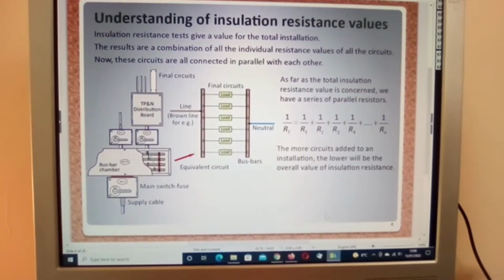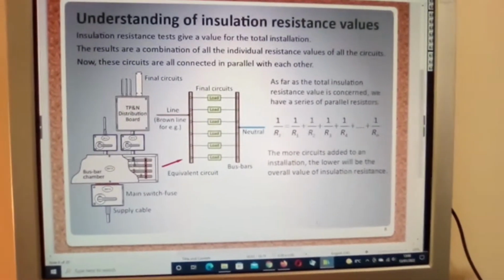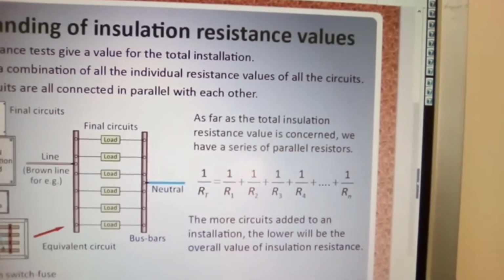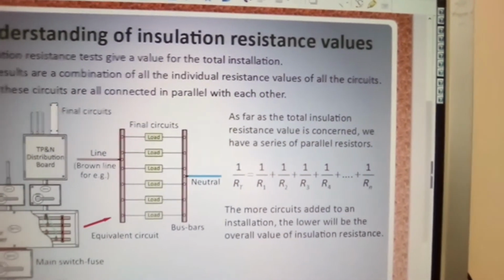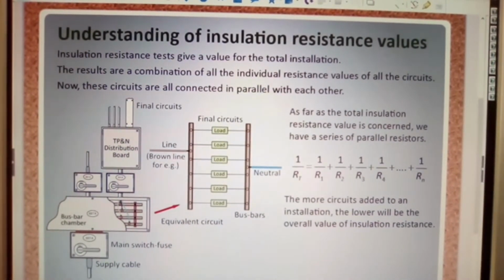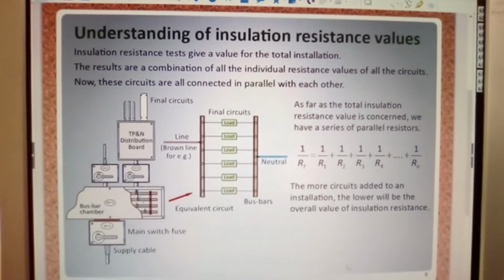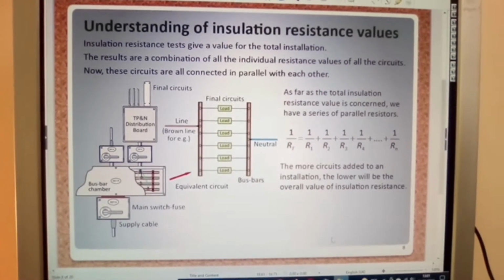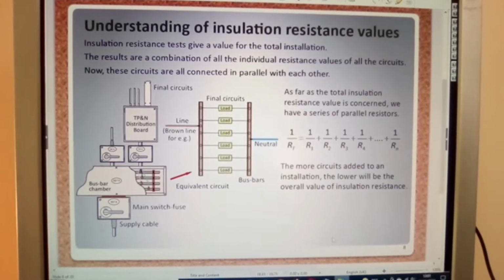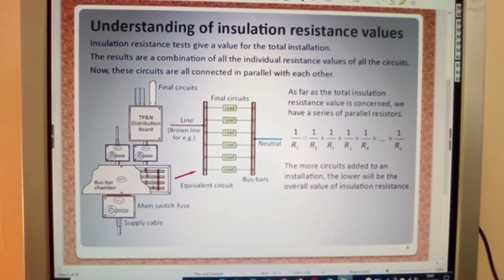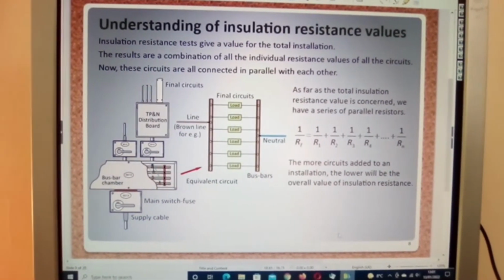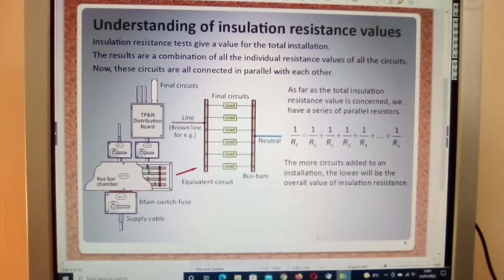The understanding of insulation resistance values. Now, insulation resistance tests give a value for the total installation. Now again here, I'm going to make sure you have the information. This you should be familiar with already because you have done this in calculation of resistances, both in series and in parallel. So you should be able to implement this for yourselves and understand its concept. And when you take into account all the values of resistance, that total value should not exceed a given value in respect of the IET regulations.